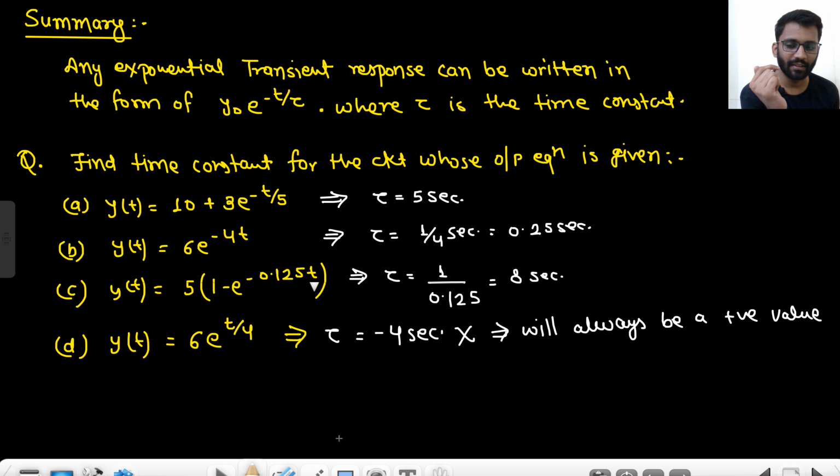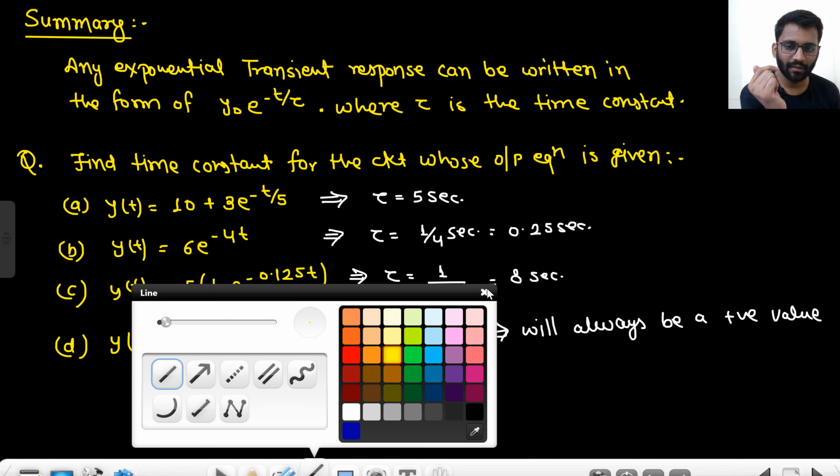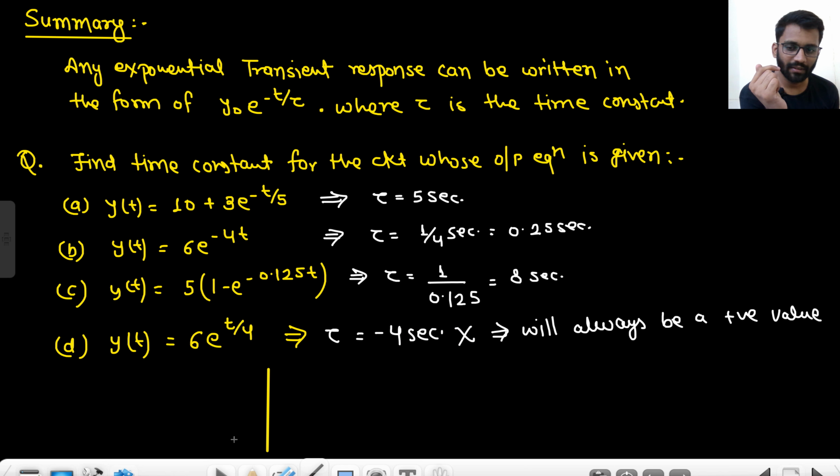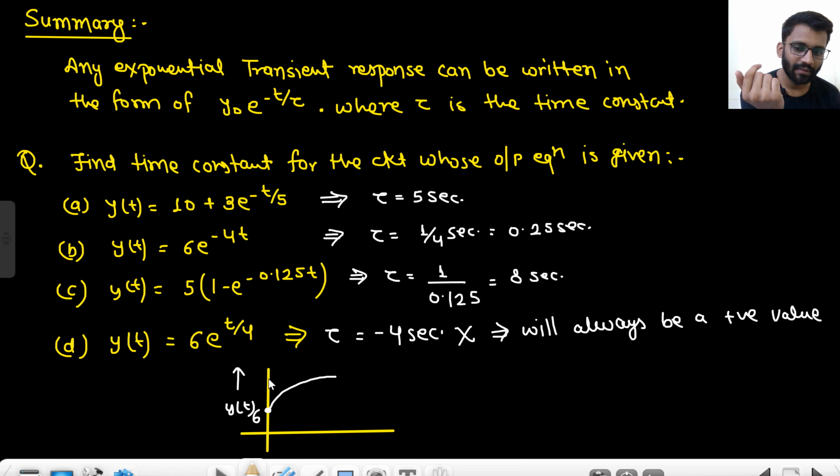What is the graph of Yt? At t equals 0, it is 6. At t equals infinity, e to the power infinity is infinity. So it is going to infinity. Oh, sorry. It won't go like this actually, because it is not stabilized. It will go like this. It is going to infinity. This is an unstable system.